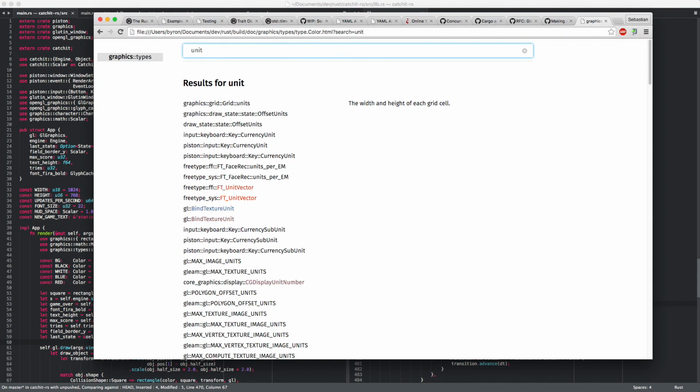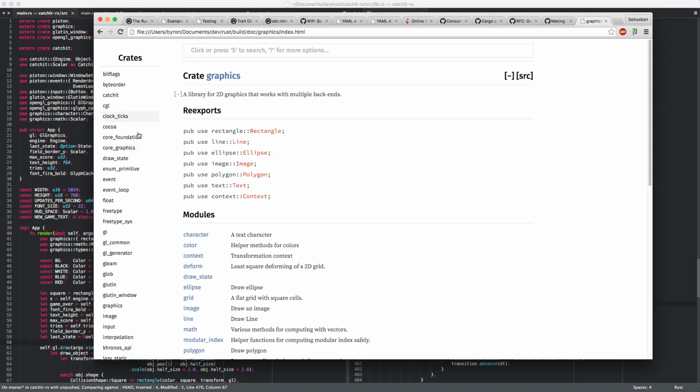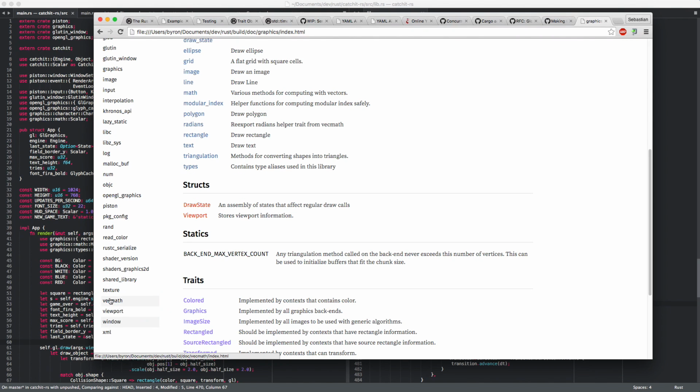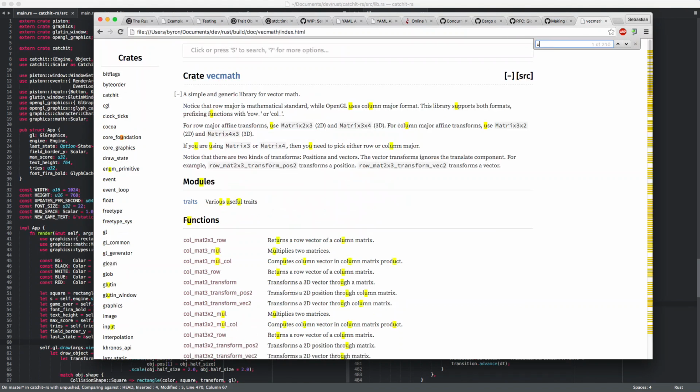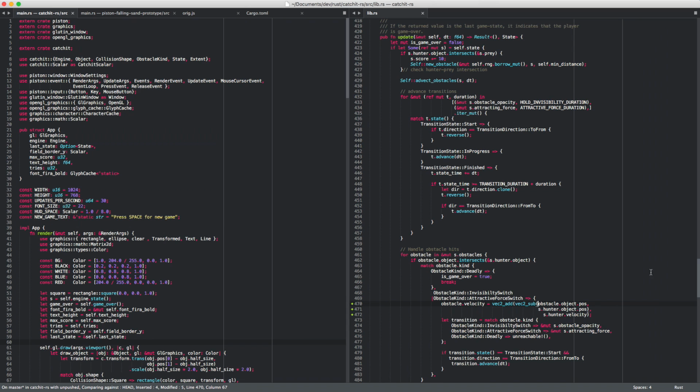Unit, is there something like it? Or normalize? Normal. So where's my math library? Come on. MacMath. So unit or normal. Normalized. Normalized difference between two vectors. Yeah. So back to normalized. Yeah, so that should be cool.